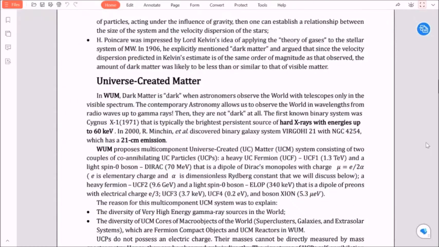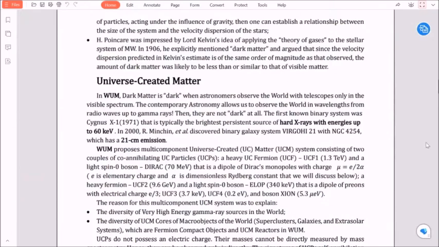Henri Poincaré was impressed by Lord Kelvin's idea of applying the theory of gases to the stellar system of the Milky Way. In 1906, he explicitly mentioned dark matter and argued that since the velocity dispersion predicted by Kelvin's estimate is of the same order of magnitude as that observed, the amount of dark matter was likely to be less than or similar to that of visible matter.